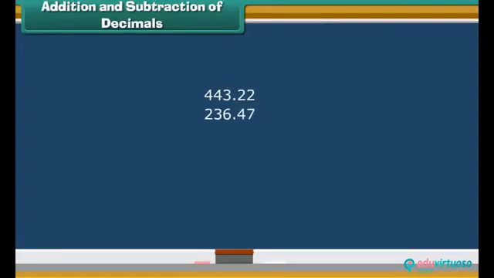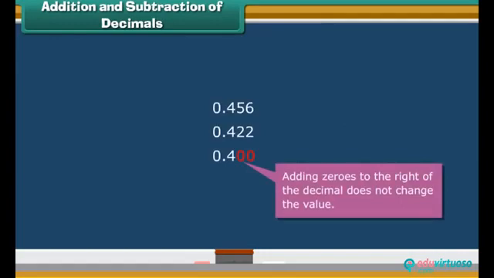Decimals are easy to add or subtract, just like whole numbers. For this purpose, you have to line up the decimals first. See, it's easy. Also, decimal numbers are easier to compare. Just add zeros at the end of the shorter number to make the numbers the same length, and you can tell right away which number is bigger. Remember, adding zeros to the right of the decimal does not change the value.